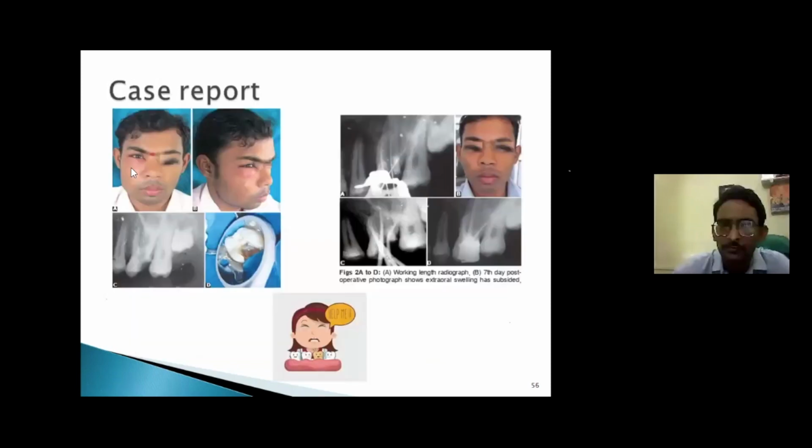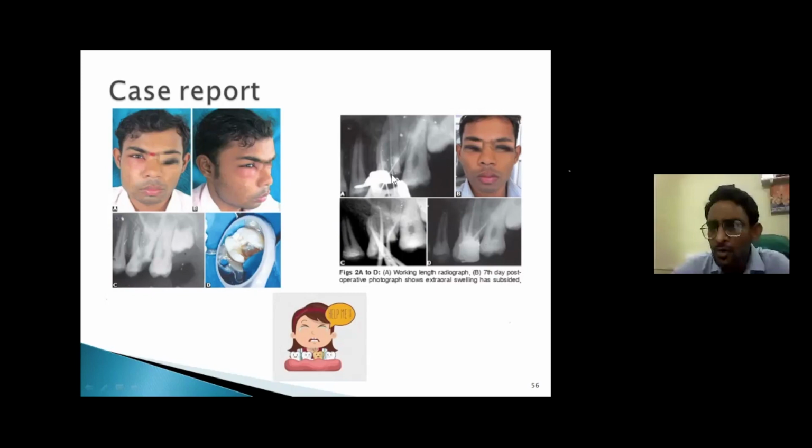Now, this is a case report. As you can see, there is a swelling present in the first molar right region of the jaw, and the swelling extends to the area below the eyes. You can see the radiographic picture of the infected first molar, and this is the clinical photograph of the infected first molar. Then these are the post-operative pictures and radiograph.